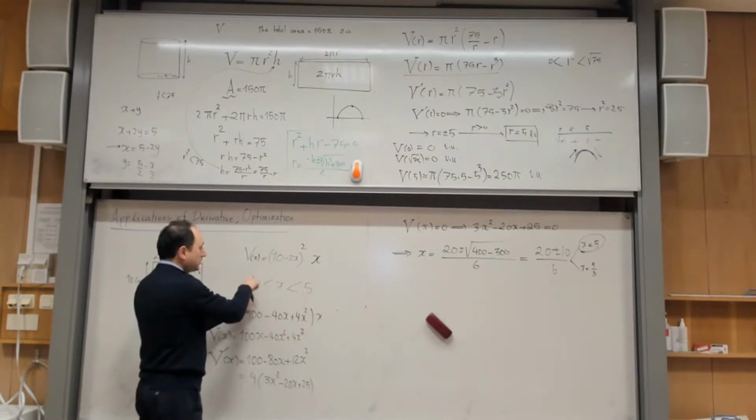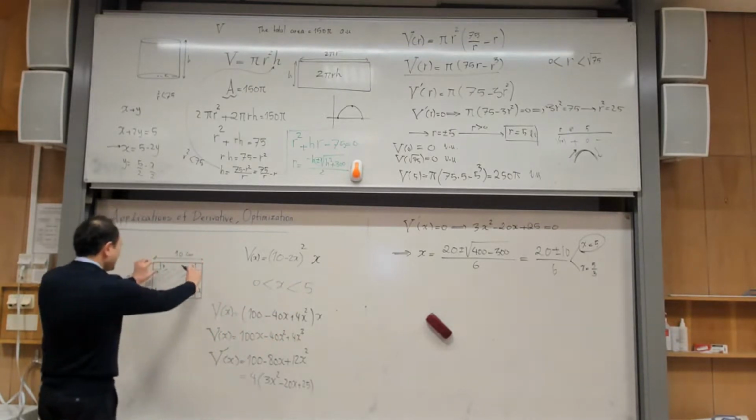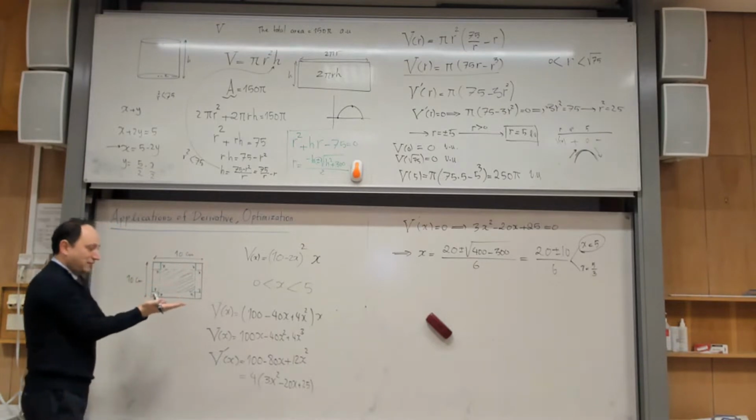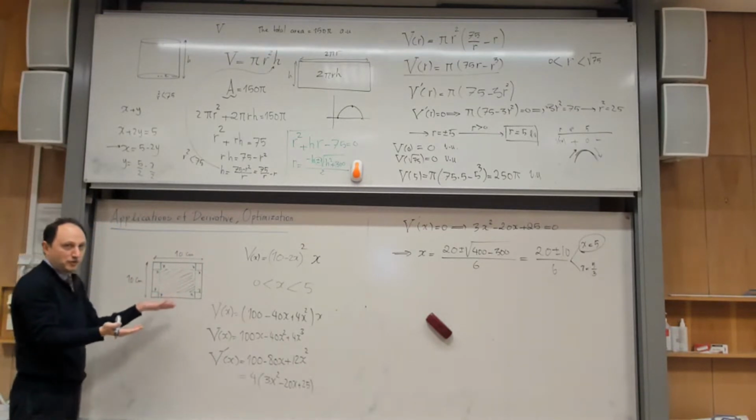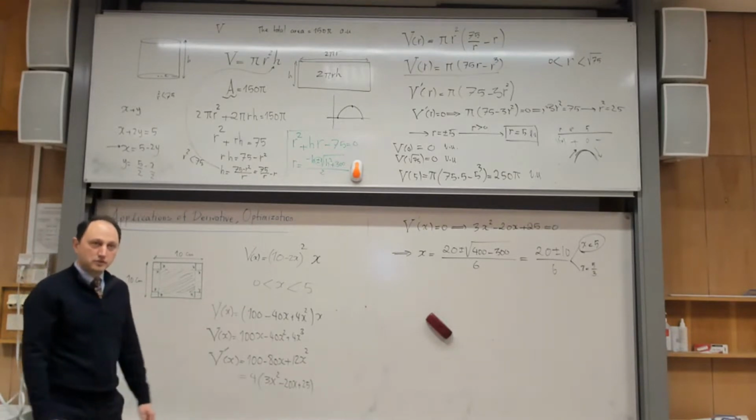Why? Because if I put V of 0, it is 0. If I calculate V of 5, that's also 0. And that's also understandable. If I take 0, of course, I have just one flat cardboard with volume 0. And if I cut 5, then I have 4 pieces. There are no volumes.